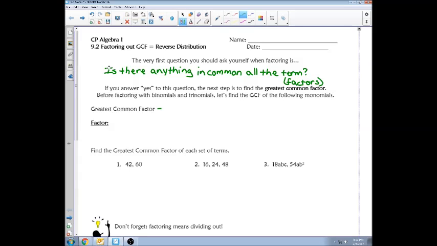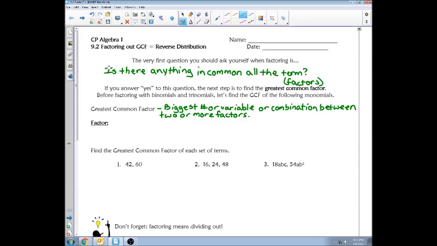It's going to be the biggest number or variable, or it can be both. It could be a number and a variable, or combination, between two or more factors. Okay, you'll see what I'm talking about here in 1 second.